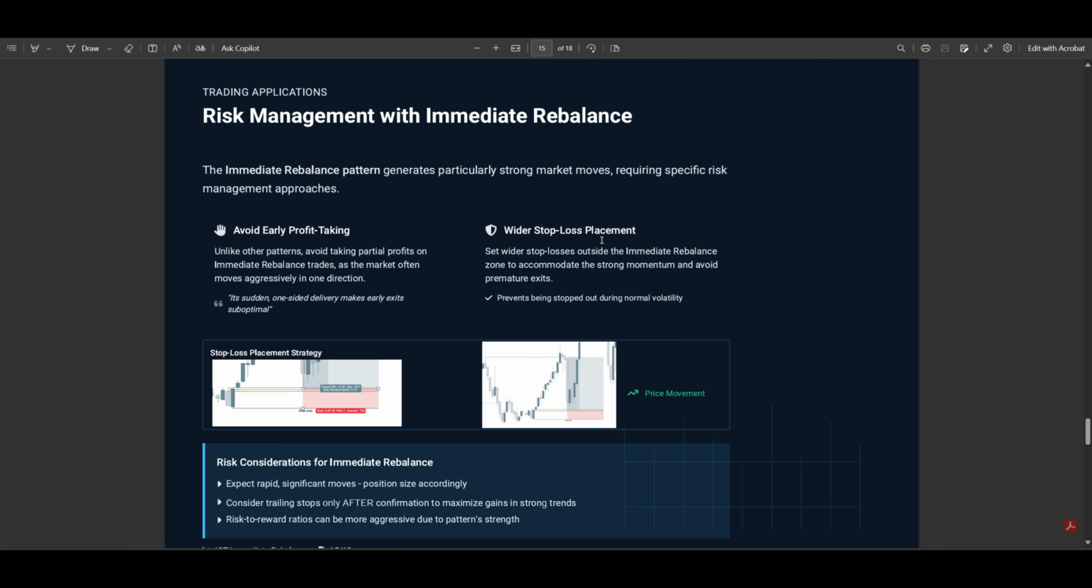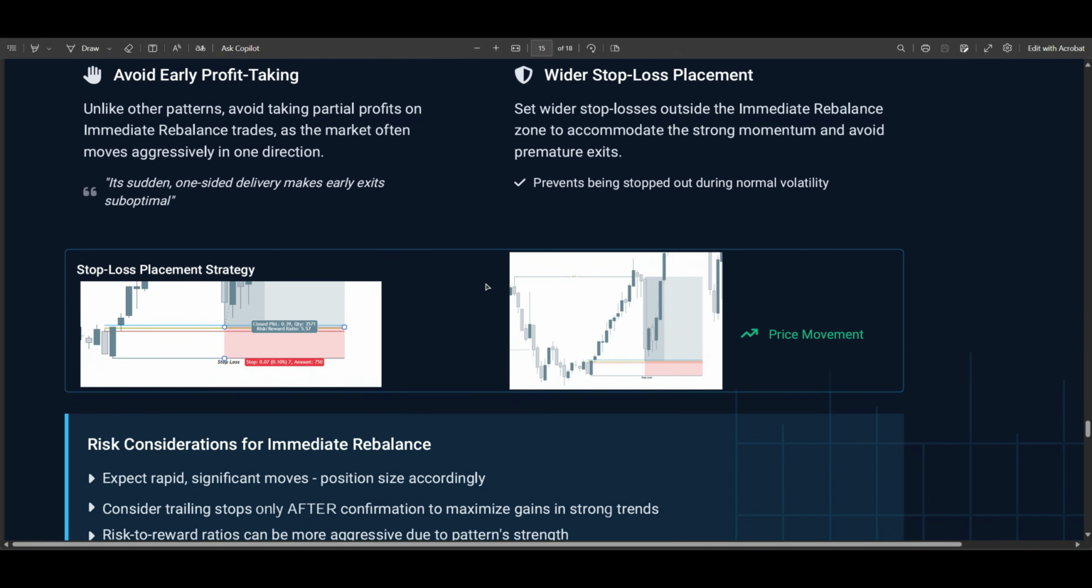Next, wider stop loss placement. Set wider stop losses outside the immediate rebalance zone to accommodate the strong momentum and avoid premature exits. So this prevents from being stopped out during normal volatility. So sometimes, guys, price can just mohawk a little bit through the immediate rebalance, and you might accidentally get stopped out. So it's always best to just be safe, right?